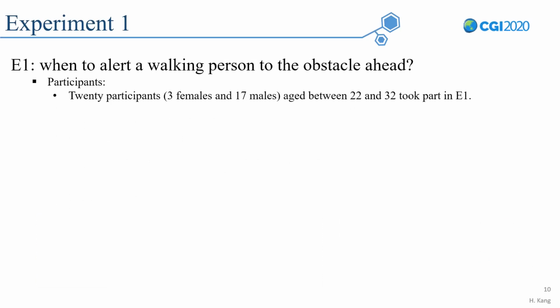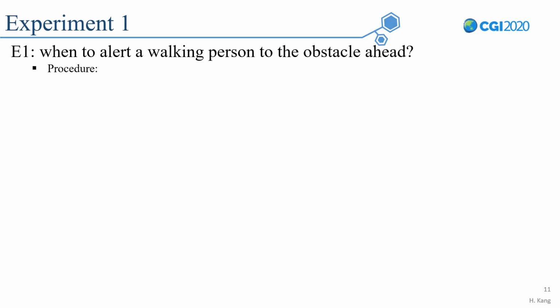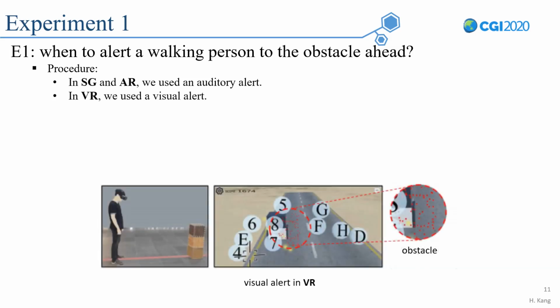For the experiment, we recruited 20 participants aged between 22 and 32. Playing the TMT game, participants walked a 12-meter-long straight path, avoiding an obstacle in the middle. At the end of the path, they were asked to choose whether the alert was given too early or too late. In SG and AR, we used an auditory alert. In VR, we used a visual alert.